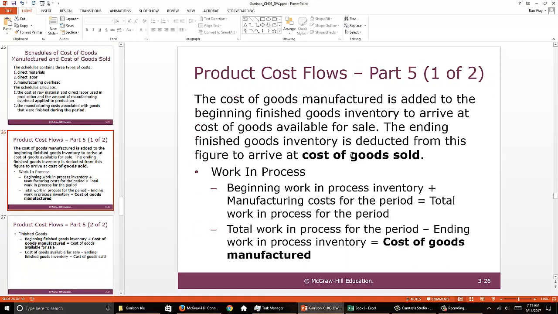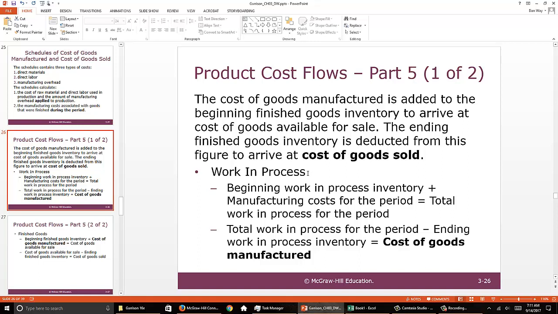The cost of goods manufactured, we then add to beginning finished goods to come up with cost of goods available for sale. And then the ending finished goods can be taken from that subtotal to arrive at cost of goods sold. So in other words, what did we start with that was finished and ready to sell? What did we add to it in the period? And then what's left over? The difference between that would be what we must have sold in the current period.